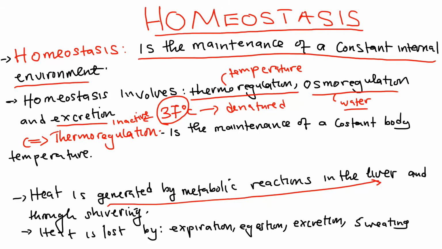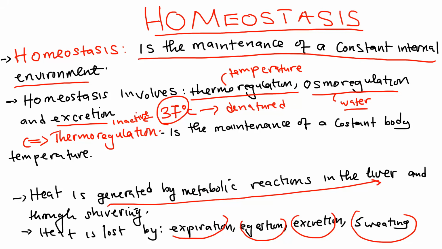Now, how is heat lost? Quite a number of processes lose heat, but some of them are expiration, egestion, excretion, and sweating. These are some of the processes by which heat is lost from the body. It can also be through conduction. You need to know even those or even some more on this one.